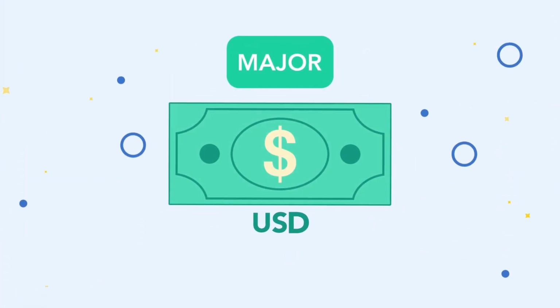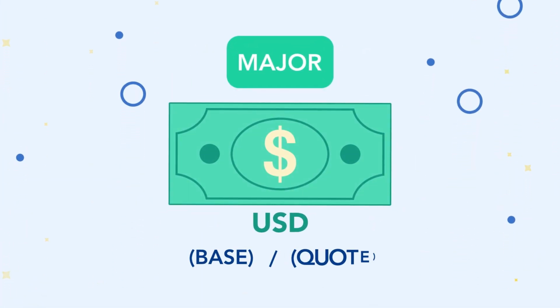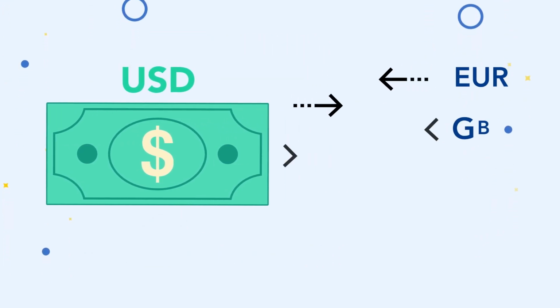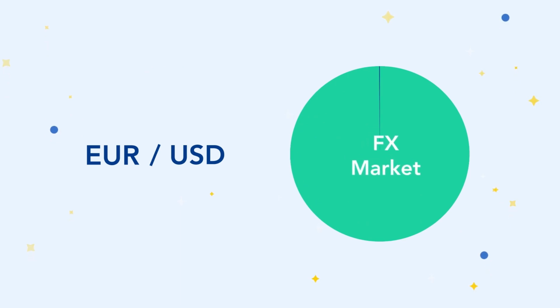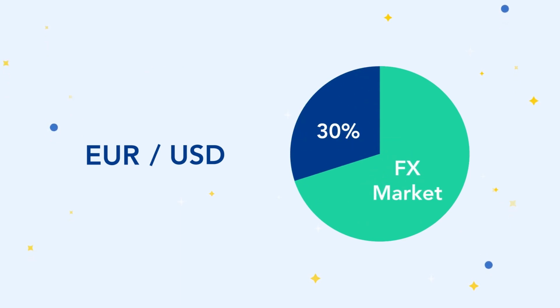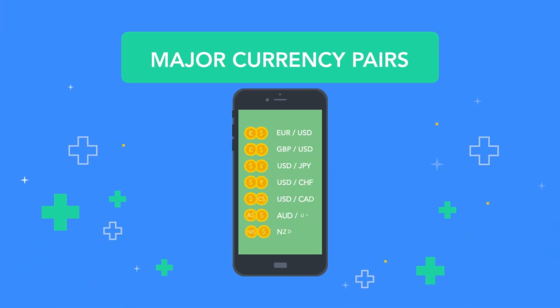Major currency pairs have the US dollar as either the base or quote currency. They are the most traded pairs and have the lowest spread. The EUR/USD pair alone holds 30% of the entire trade volume in the Forex market. The major currency pairs include the following.